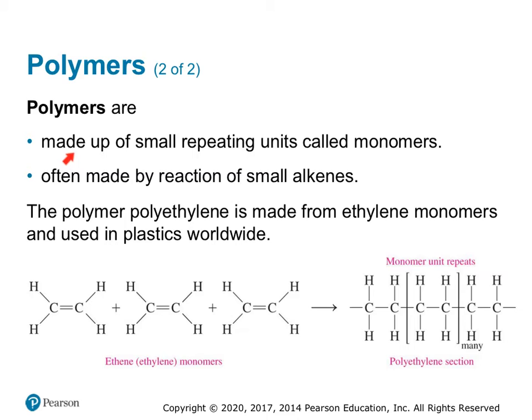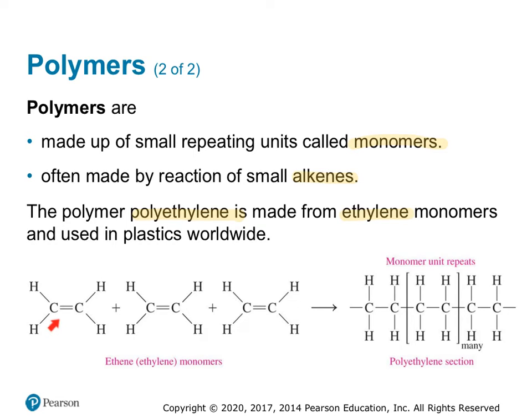Polymers are made up of small repeating units called monomers. So these monomers are small repeating things that repeat over and over and over again. Often they're made by the reaction of small alkenes. So the polymer polyethylene is, poly means many, ethylene. So there is polyethylene, many ethylene monomers, and it's used in plastics all over the world.